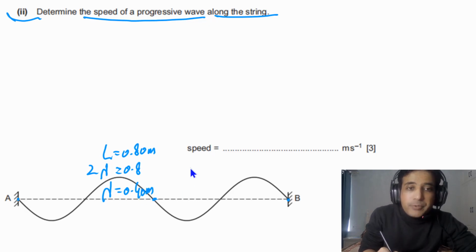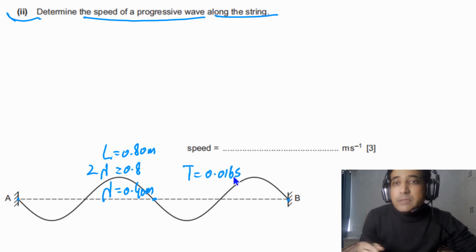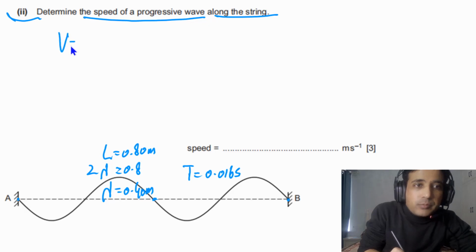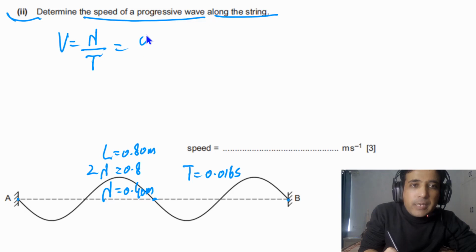And the time period is also given to us. Time period is equal to 0.016 seconds. And the question is asking us to calculate speed. So speed simply is equal to lambda over time period. Lambda is 0.40 and time period is 0.016 seconds.